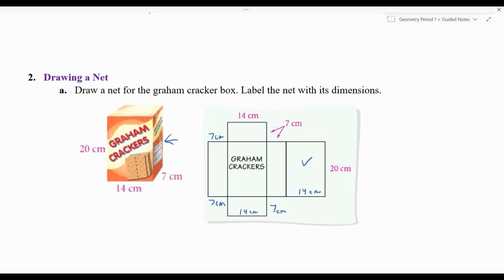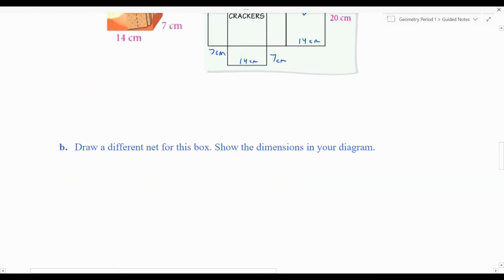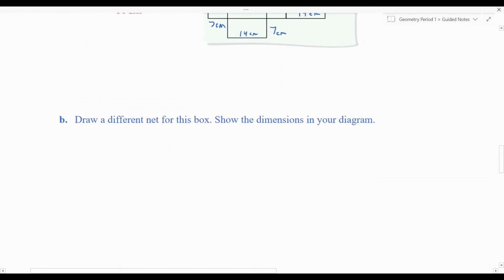As a matter of fact, we're going to see the application of this when we do the area and volume of three-dimensional figures. It's actually easier if you realize that you can find the surface area of a three-dimensional figure using this concept of nets. So that's useful to you. All right. Part B is a continuation of the first one. As you can see, it says draw a different net for this box. Show the dimensions in your diagram.